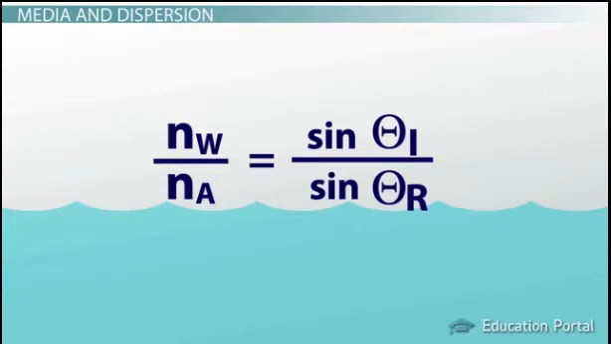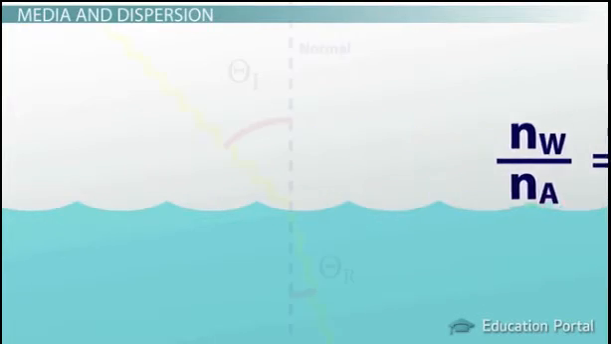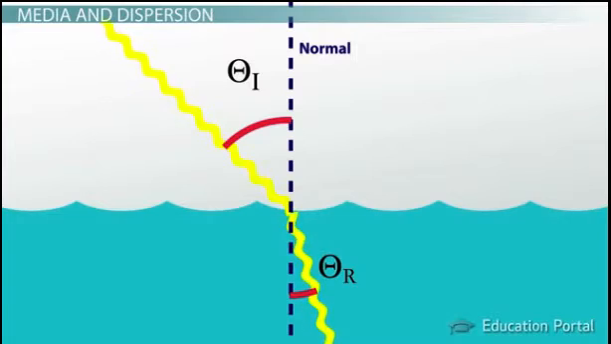This is really just a mathematical way of saying that light bends toward the normal in slower media and away from the normal in faster media. Remember our example of light traveling from air to water? Since water is a slower medium, the light waves bend downward toward the normal. The normal in this case is a vertical line.